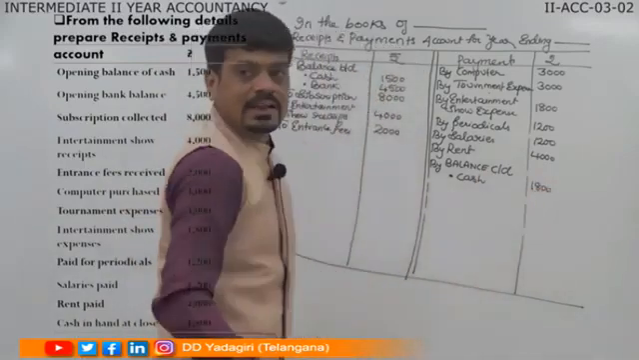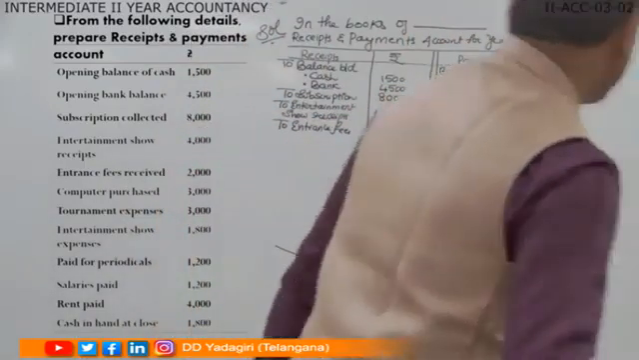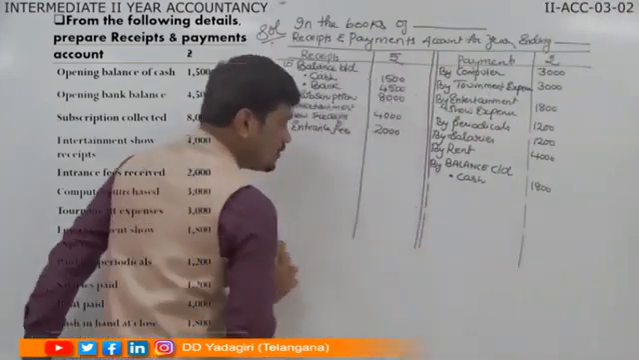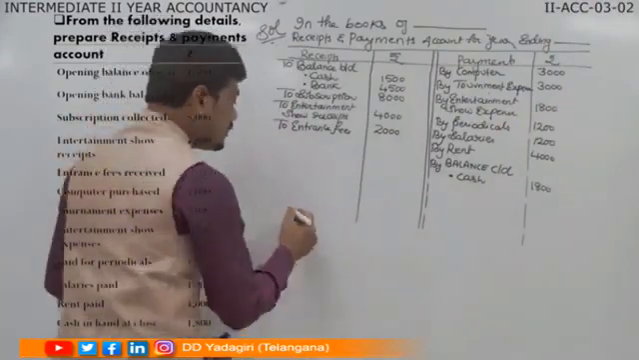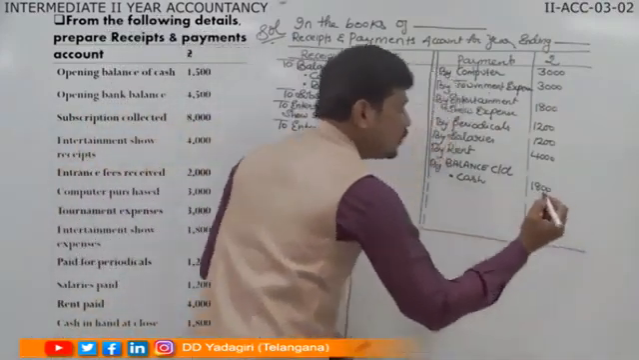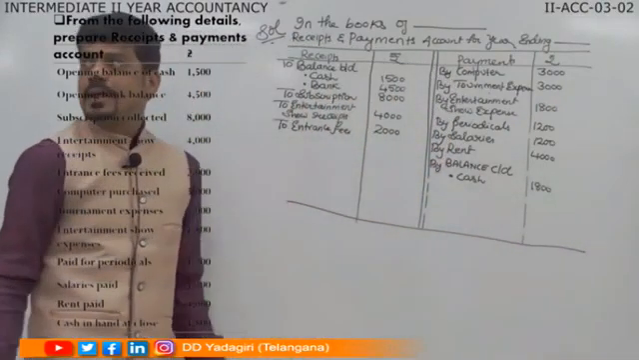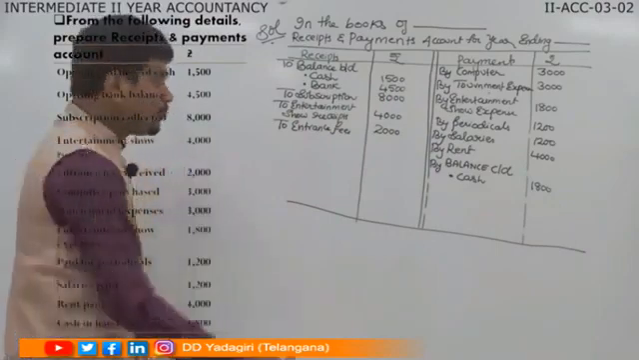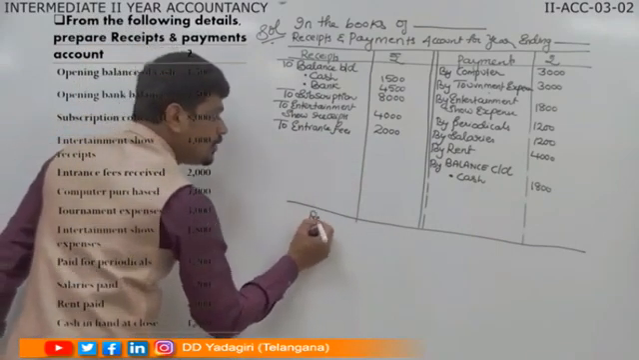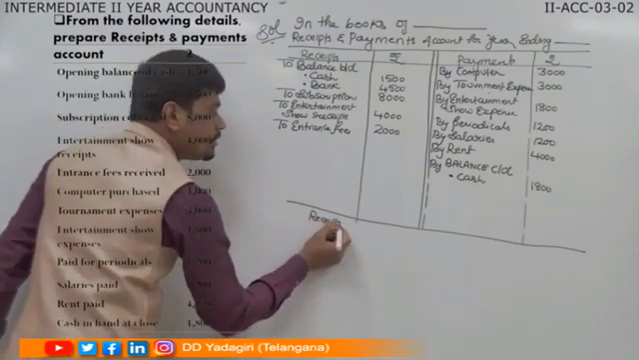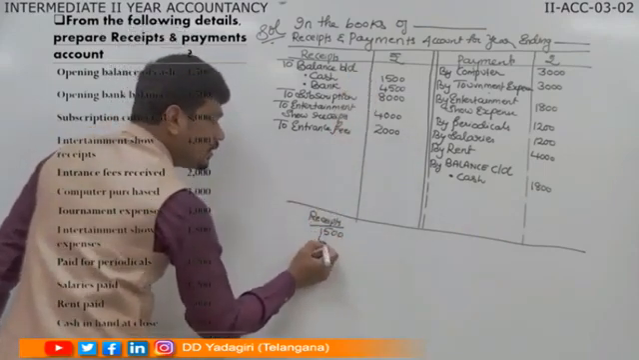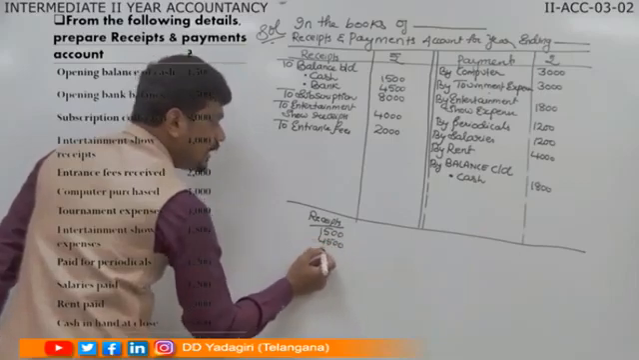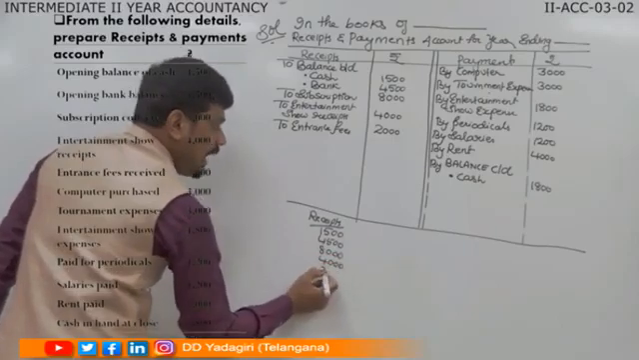Now, having done this, we are going to do the working notes to find how much is the balance of bank. Working notes play a very important role. So how are we going to do the working note? We'll write here receipts and we'll take the receipt figures: 1500, 4500, 8000, 4000 and 2000.